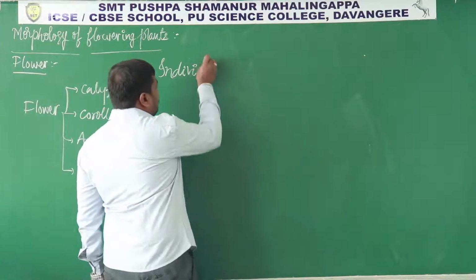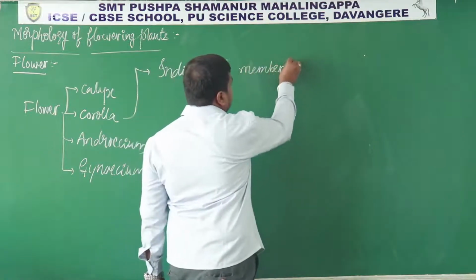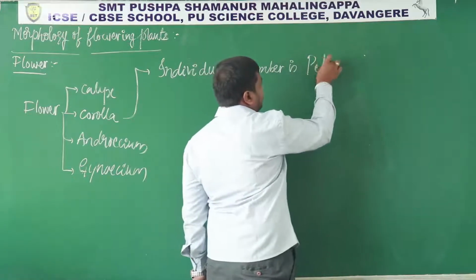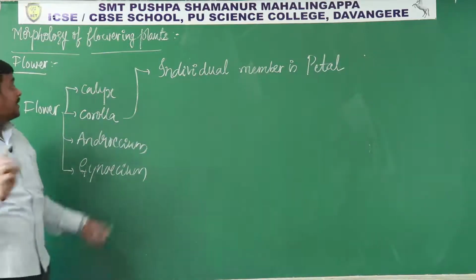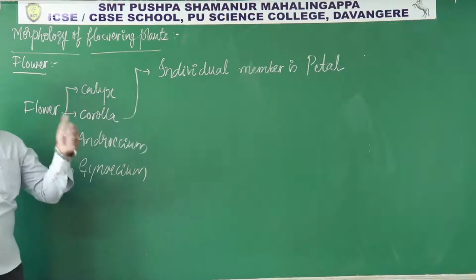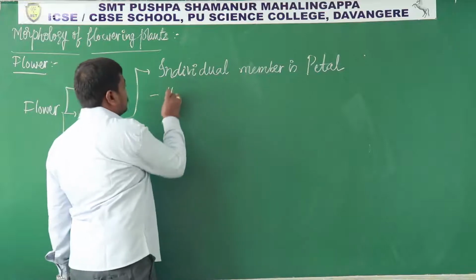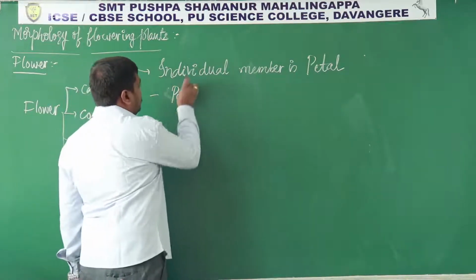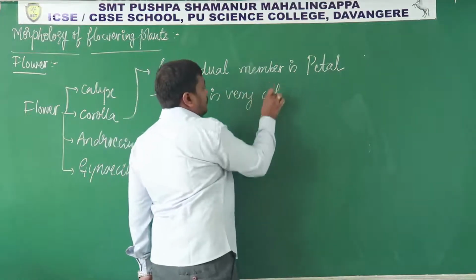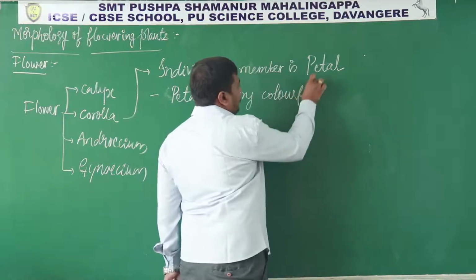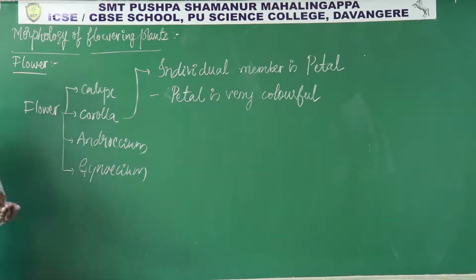So the individual member is called a petal. In the case of calyx, the individual member is called a sepal, but in corolla it is called a petal. Petals are very colorful. In the flower, the attractive part is the petal. The flower is so attractive because of the petals.